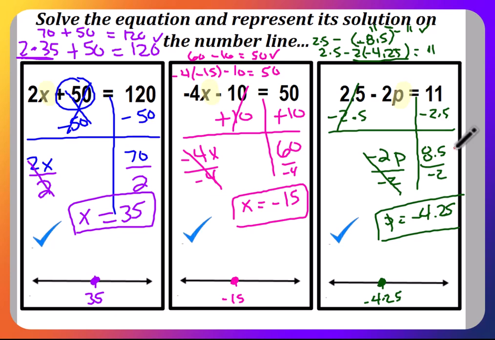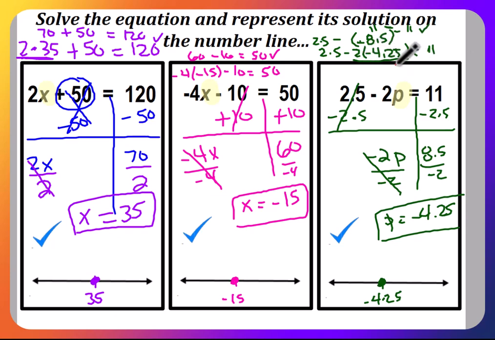Okay, now look at your p, look at your variable. It's being multiplied by a negative 2, and the opposite of multiplying by a negative 2 is to divide by a negative 2. Divide both sides by a negative 2, and p equals a negative 4.25. Come back, check your answer by substituting negative 4.25 for p. So you have 2.5 minus 2 times a negative 4.25 equals 11. Do the math.